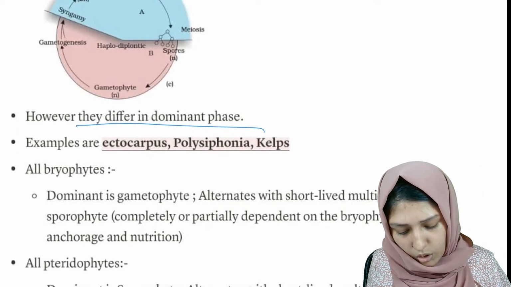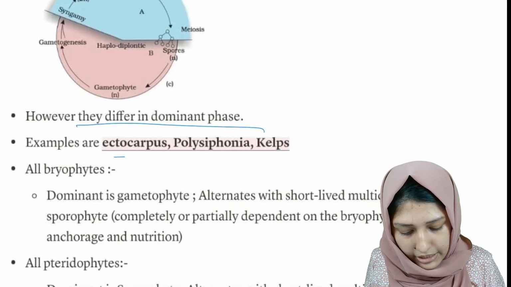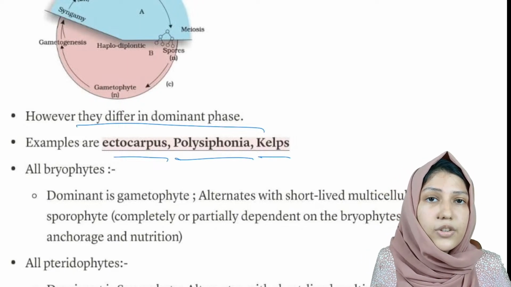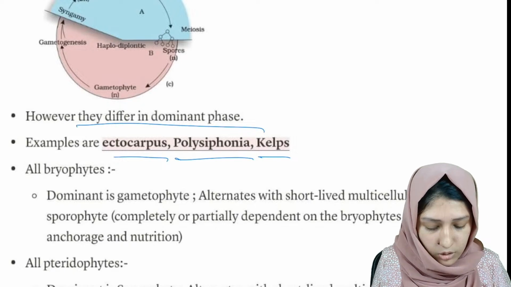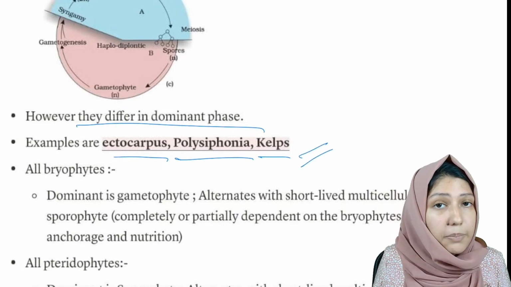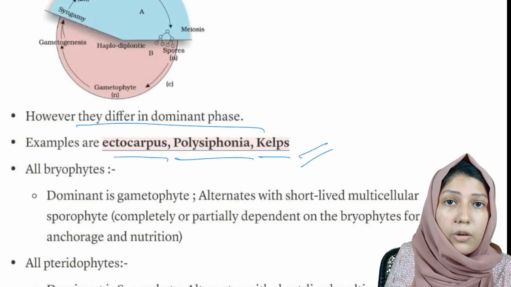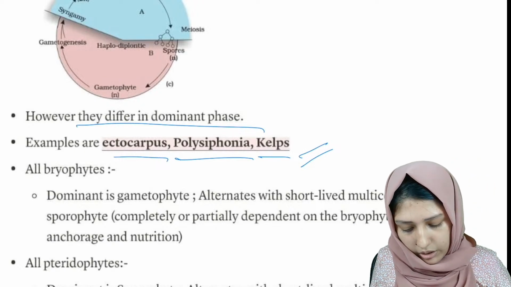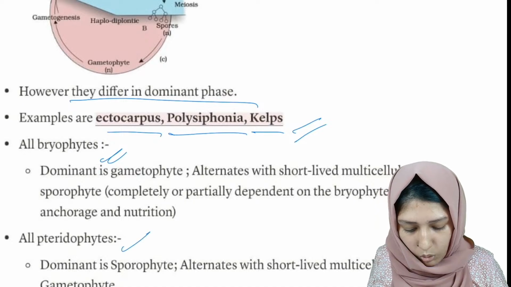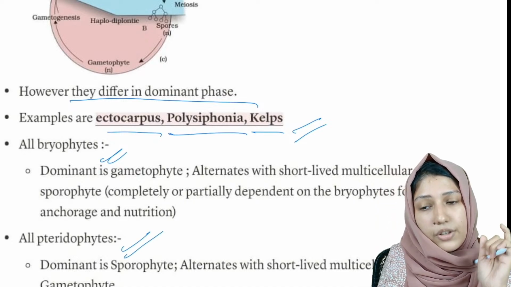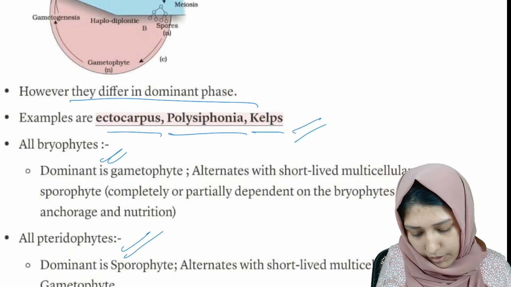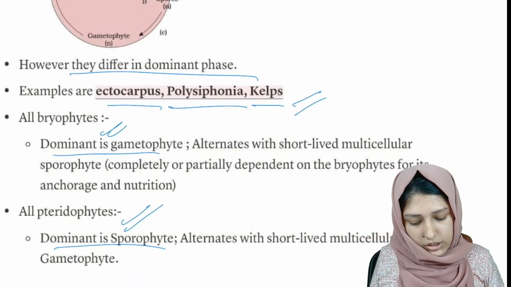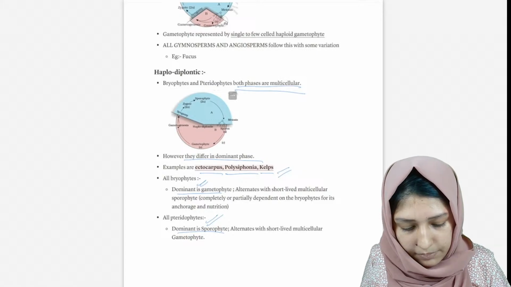Clear? And the examples are Ectocarpus, Polysiphonia, Kelps. These are also algae. So these algae are kept in haplodiplontic, but Volvox and Spirogyra are kept in haplontic. Everything clear? And all the Bryophytes and all the Pteridophytes have this type of life cycle. In Bryophytes the dominant phase is gametophyte, and in Pteridophytes the dominant phase is sporophyte.